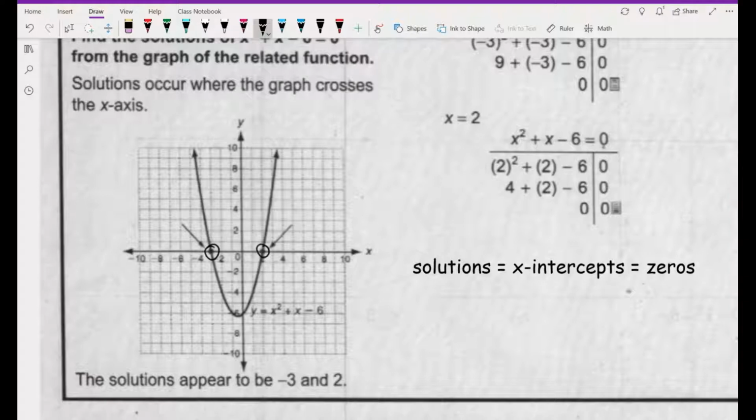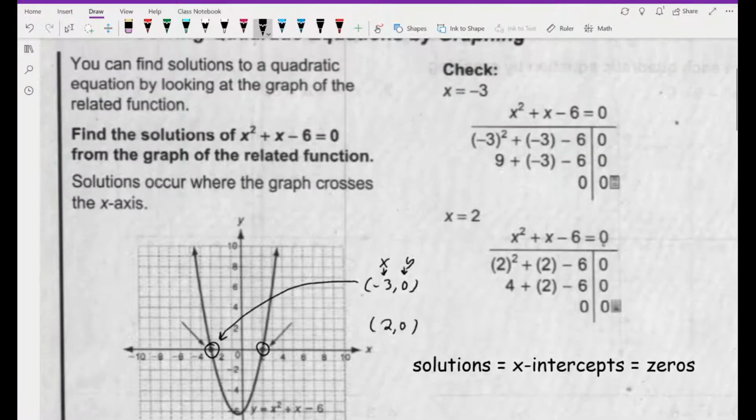What that means is if we plug these values back into the original function, we should get the answer of 0. Because this point right here would be (-3, 0). So when we plug in x as -3, we should get the y value of 0, because that's what an x-intercept is. And the other point, of course, is (2, 0). Let's check to see if that's true.